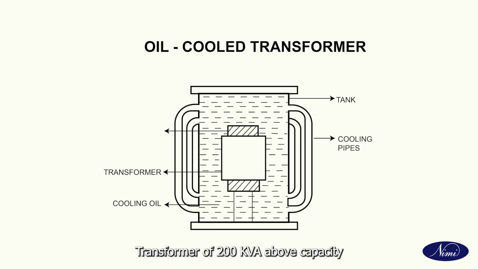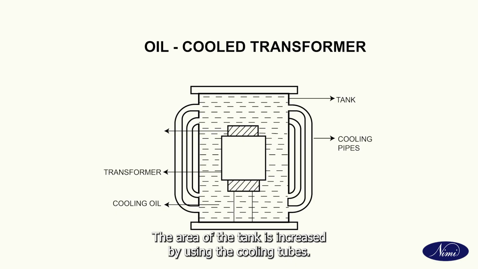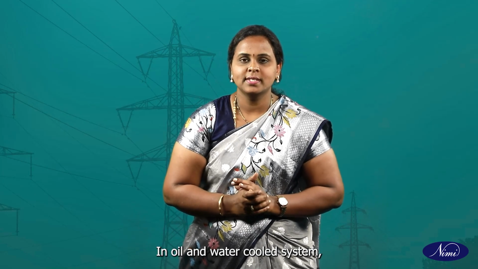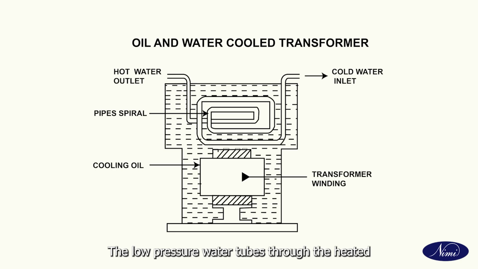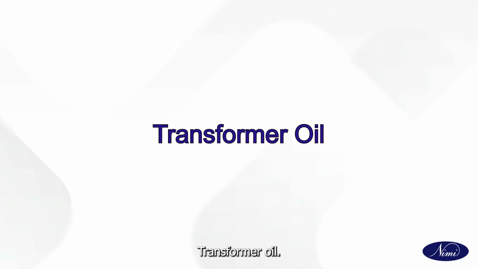Transformer of 200 kVA above capacity are cooled by using an insulating oil. The winding and core are immersed in the oil. The area of the tank is increased by using the cooling tubes. In oil and water cooled system, the low pressure water tubes through the heated oil is used to remove the heat from the transformer. Transformer oil.